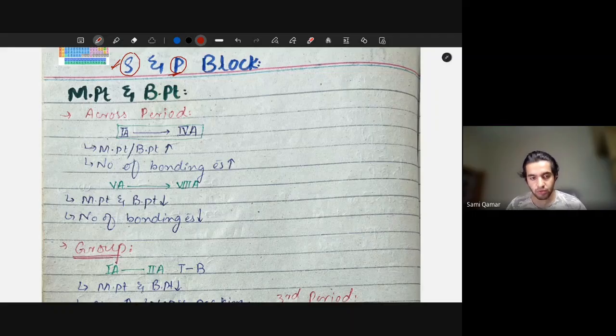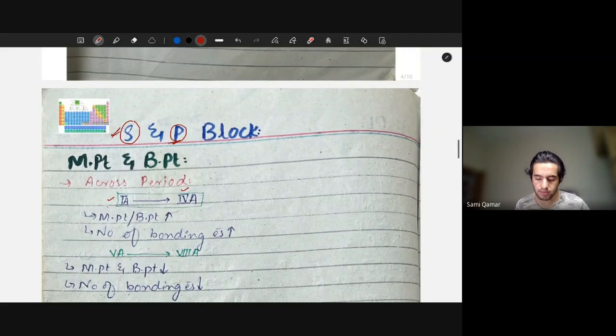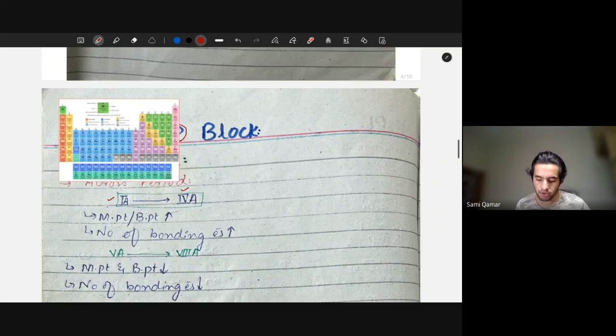Although we will be doing S and P block consecutively. So here we go. Melting point and boiling point across a period from 1A to 4A. These are metals, right? 1A and 2A are in S block, and then 3A and 4A. In case I need it, I have the periodic table here as well.